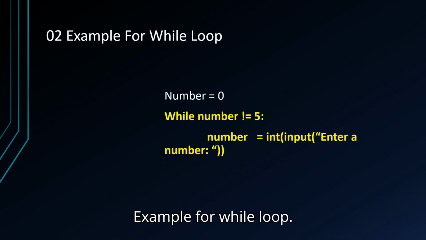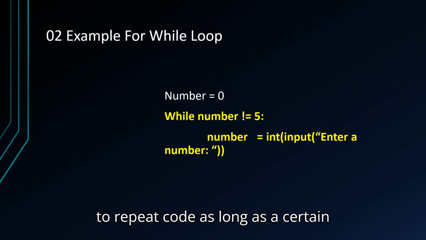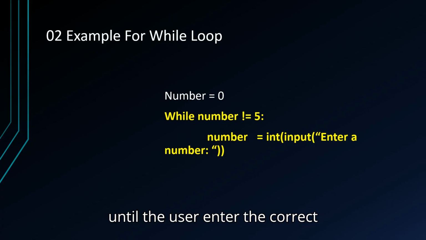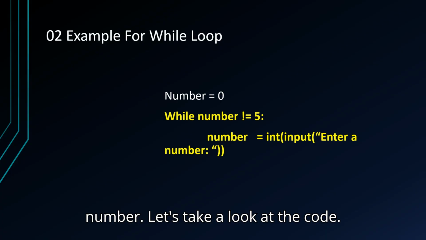Example: while loop. A while loop allows us to repeat code as long as a certain condition is met. For example, we can use a while loop to repeat code until the user enters the correct number. Let's take a look at the code.